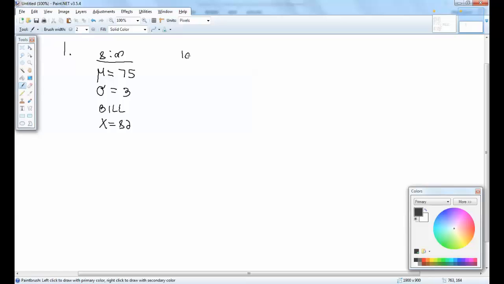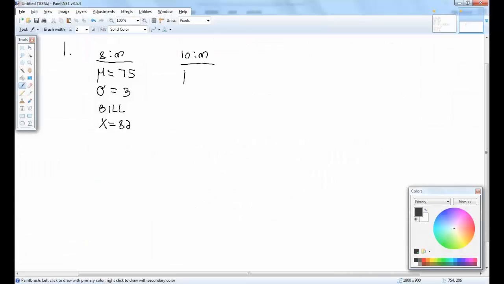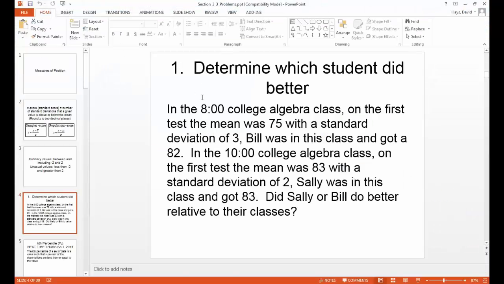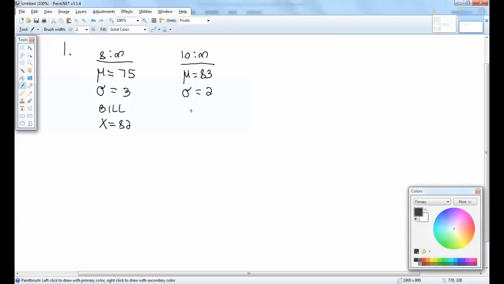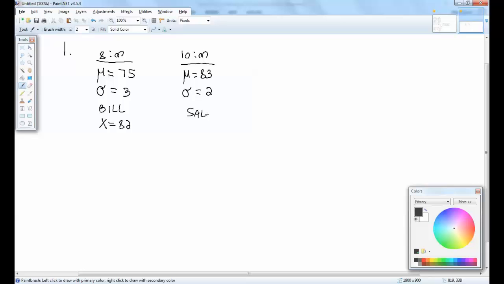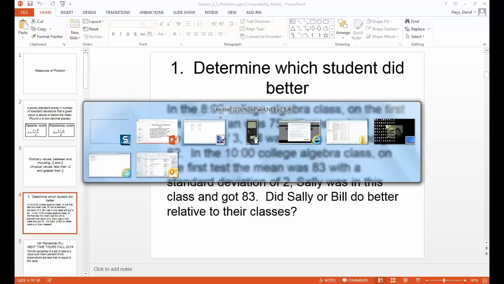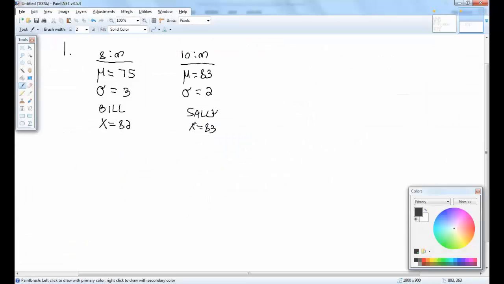Okay, then in the 10 o'clock class, it says that on the first test, the mean was 83. So mu over here is 83 with a standard deviation of 2. So sigma's 2. And it says Sally was in this class, got 83. And then it says, did Sally or Bill do better relative to their class? Obviously, you can look at it and see Sally got a higher score, but we're looking at it in terms of all the people that took it with them.